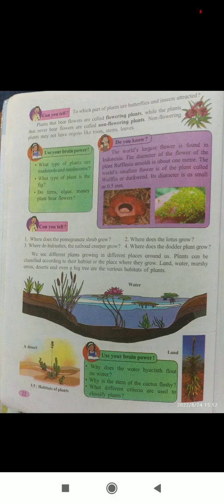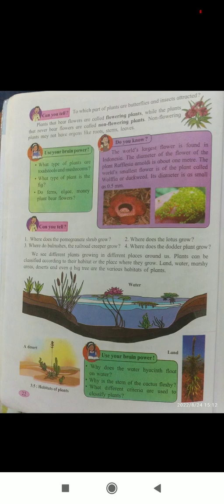The diameter of the flower of the Rafflesia arnoldii is about 1 meter. The world's smallest flower is of the plant called Wolffia, or duckweed. Its diameter is about 0.5 millimeter. We see different plants growing in different places around us. Plants can be classified according to their habitat, or the place where they grow. Land, water, marshy areas, desert, and even a big tree are the various habitats of plants.